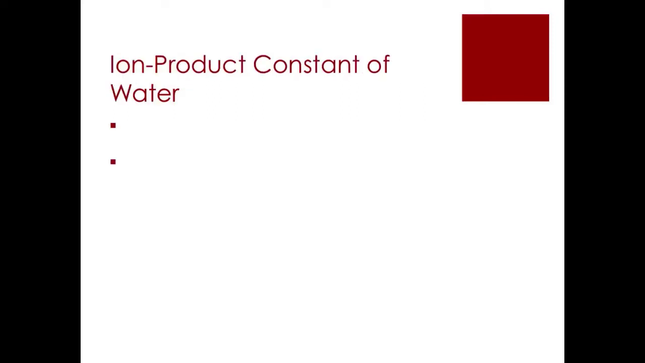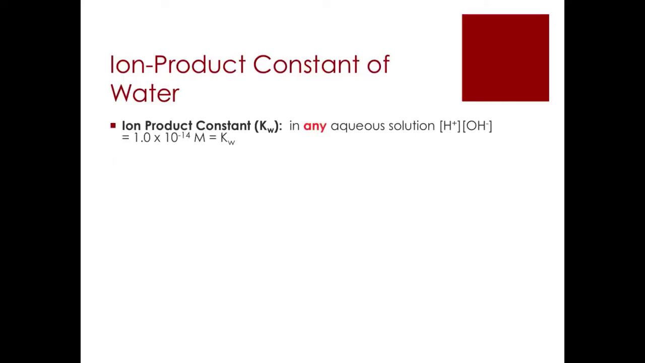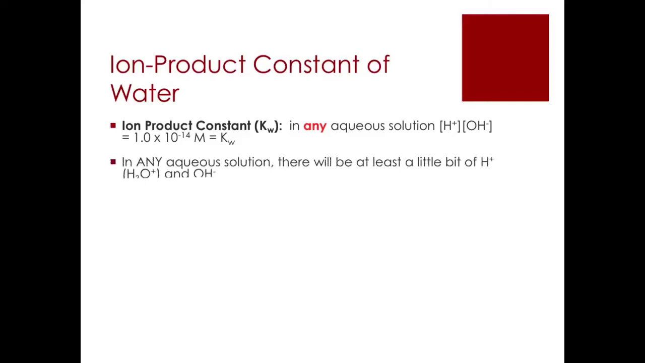So what does all this have to do with the pH scale? Well, it turns out that the ion product constant for water, or the Kw, is also the value of the H+ concentration times the OH- concentration for any aqueous solution. So in other words, any aqueous solution will have at least a little bit of H+ or H3O+, and some OH-. It's the relative amounts of each of those things that determines if the substance is an acid or a base.